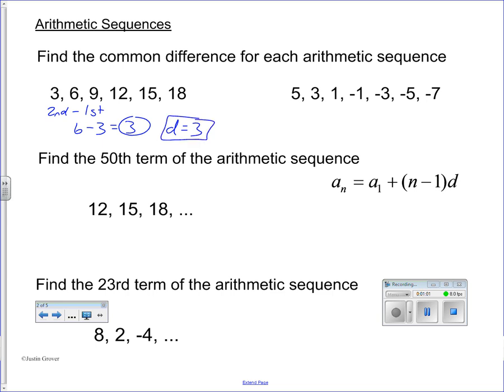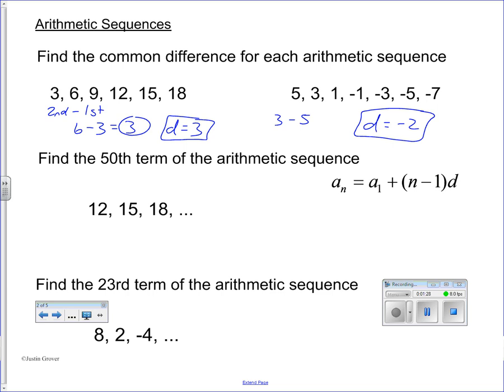And you can check that by just looking at the problem. We start at 3, add 3 to get 6, add 3 to get 9, add 3 to get 12, add 3 to get 15, add 3 to get 18. So you just add 3 every time. Our second example, the common difference we'd get by doing second minus first. That's 3 minus 5, which is negative 2. So you can think of it as adding negative 2 to each term or subtracting 2 from each term.